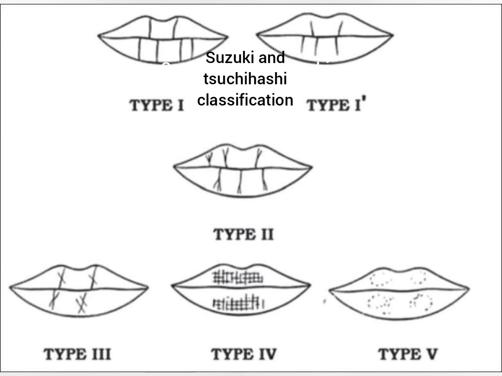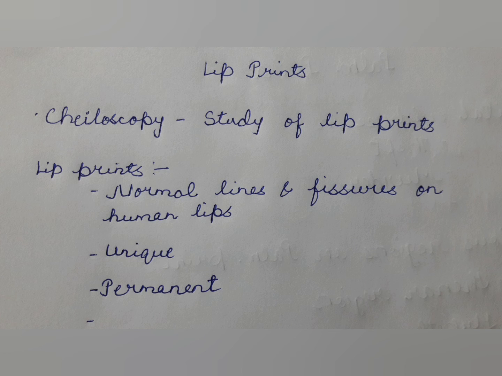If you observe the lip prints carefully, you can see that there are fine lines present on these surfaces. These lines can be straight, branched, intersecting, or reticular mesh like structures, and these patterns can be irregular. So we have to study these patterns only. Various scientists came and gave their classification. One of the famous classifications is of Suzuki and Tsuchihashi.